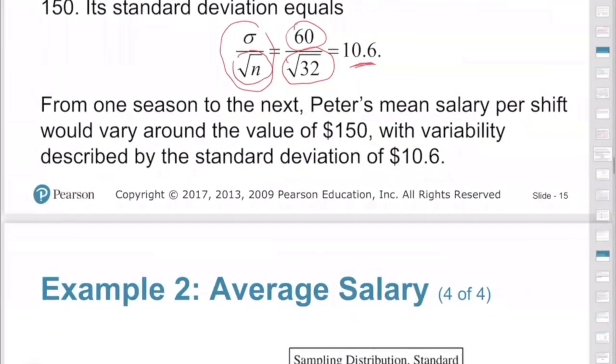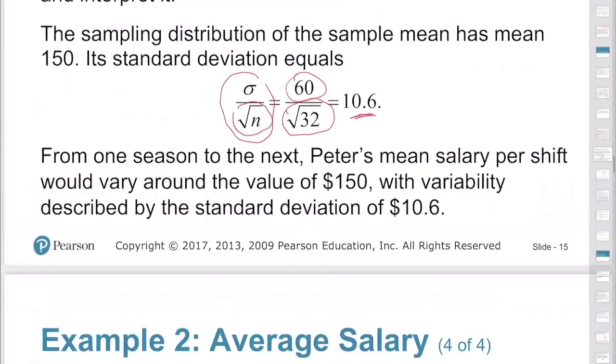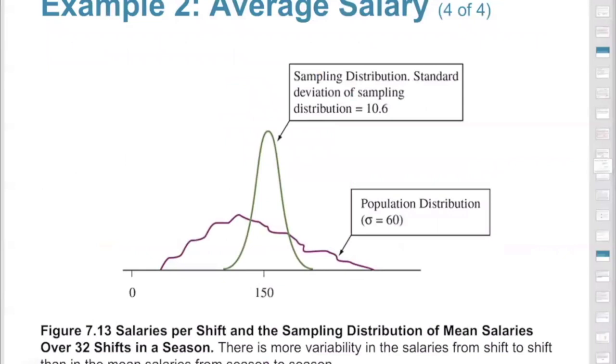Okay, so this of course will let us make some conclusions. What is the conclusion? First of all, we know that the sample mean has a distribution. This distribution is normal with mean 150 and standard deviation 10.6, okay? And we can draw it like this.